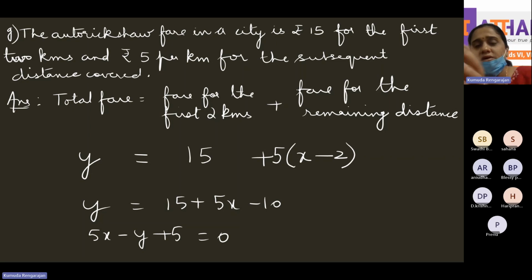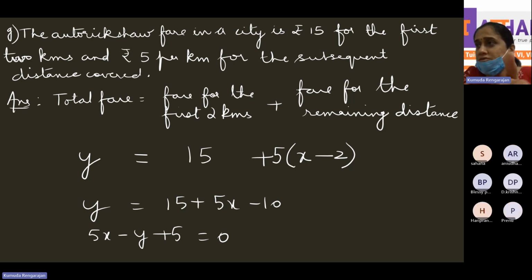So supposing the fare is fixed for the first 3 kilometers, like the auto rickshaw fare in the city is rupees 15 for the first 3 kilometers, for example, or say first 4 kilometers, then it will be what? 15 is for the 4 kilometers, not per kilometer. For the 4 kilometers, it's only rupees 15. So 15 plus, what will be the remaining distance? X minus 4. X minus 4 will be the remaining distance into the rate per kilometer, 5 rupees, is equal to the total fare, Y.